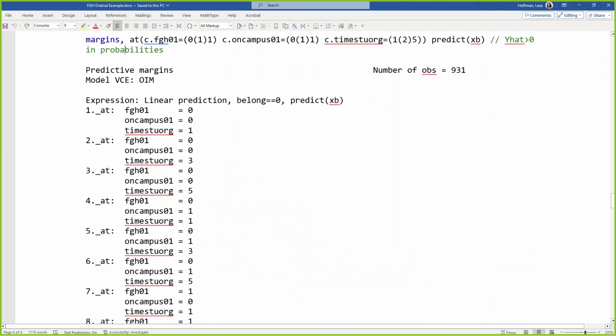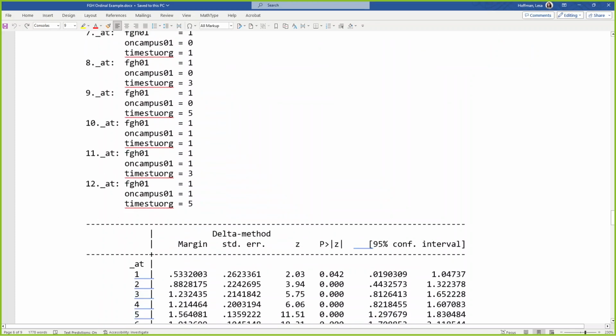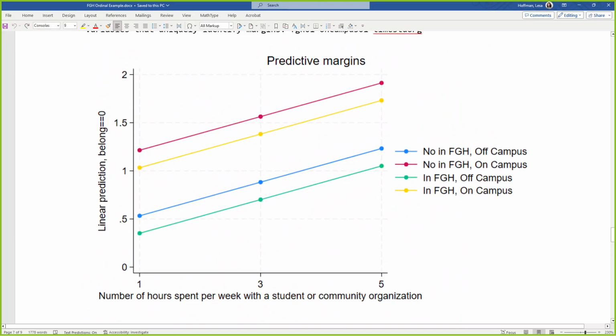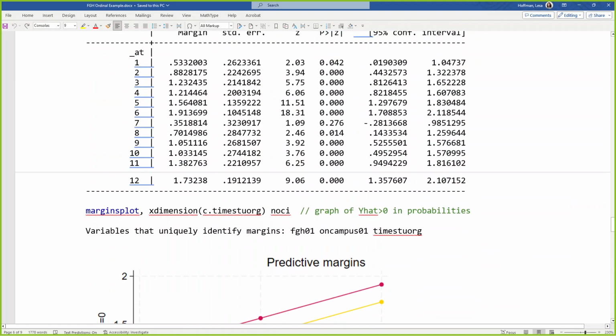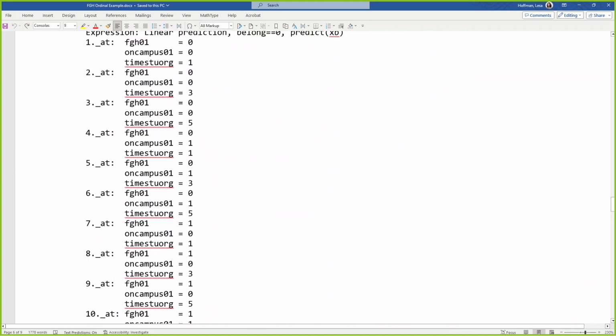Do you know how I know that? If you scroll back down to the plot, are these lines straight or bendy? Yeah. That's how you know it's a logit plot. And also the very unhelpful y-axis label, linear prediction. Duh. Thanks, Stata. That's very helpful.